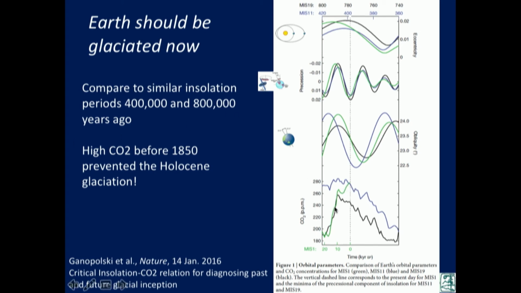At 240 parts per million, we might have made it. At 280 parts per million, we couldn't. Not with our orbit the way it is. That's an interesting result. That says something about when we might consider the Anthropocene having started.